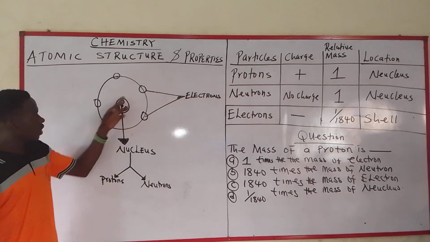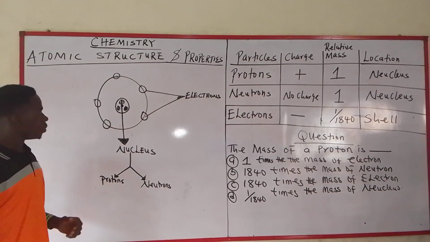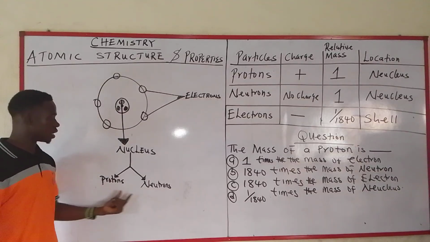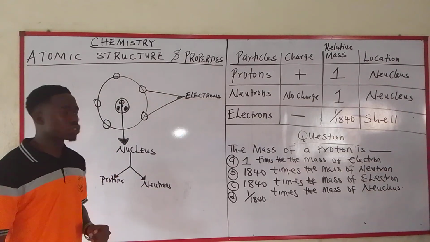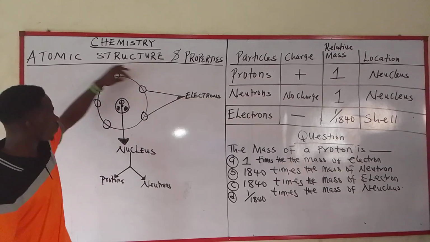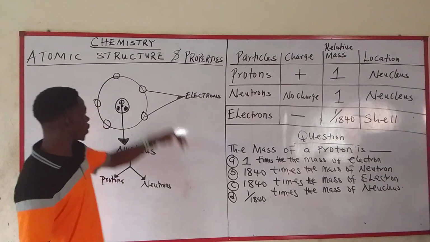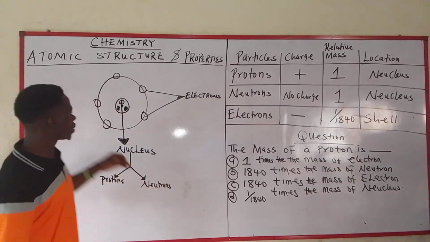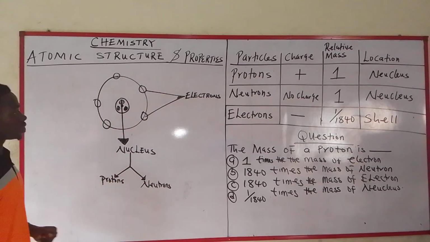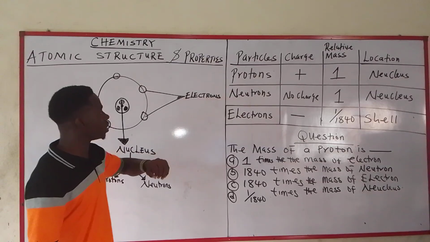Now, the nucleus is the heaviest part of an atom because it includes the proton and the neutron, while the electron is the lightest part of every atom, which revolves around the nucleus or revolves around the shell. Now, some of the properties of an electron: it is always negatively charged.